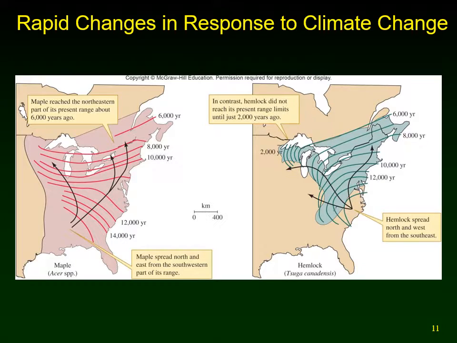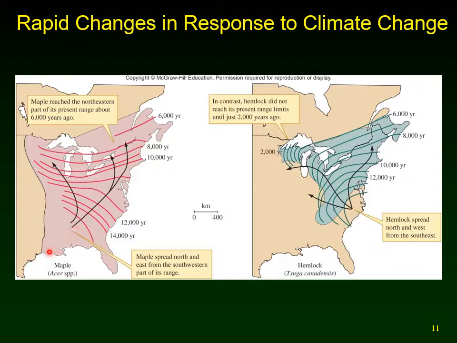So here is a chart of the movement of maple, here on the left. It reached the northeastern part of its present range about 6,000 years ago. So we have it starting down here, and after the ice age, as it got warmer and warmer, it was able to spread further and further north.